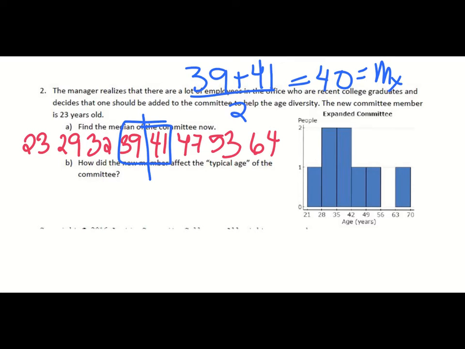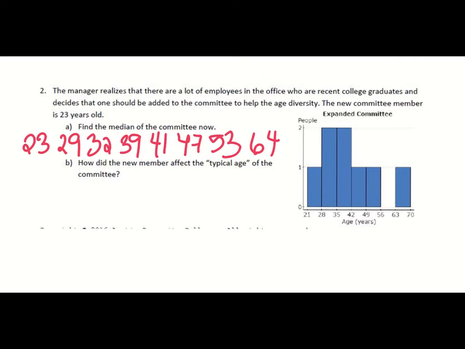And so it says, how did the new member affect the typical age of the committee? Not much. It didn't go up or down much. It basically went from 41 down to 40. So it didn't change it by that much.